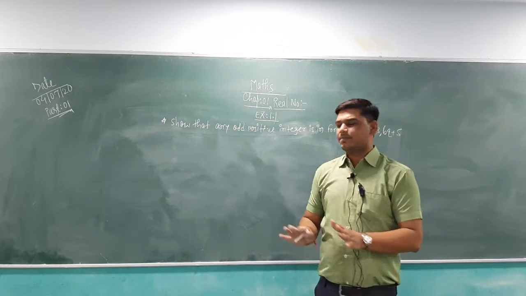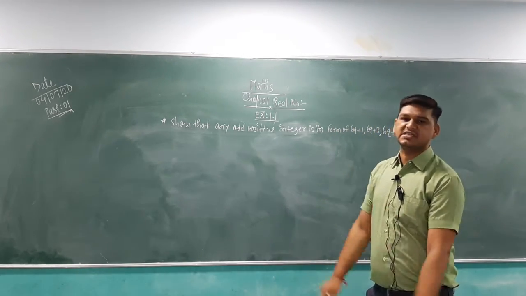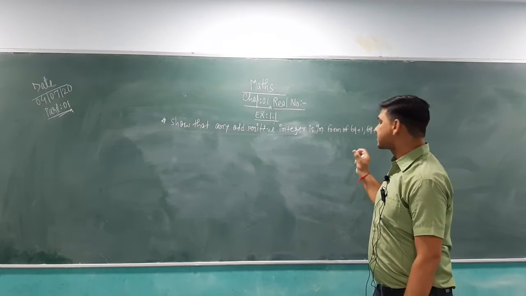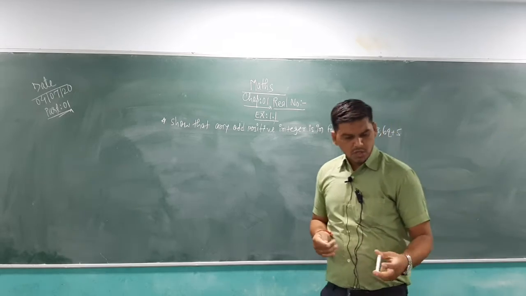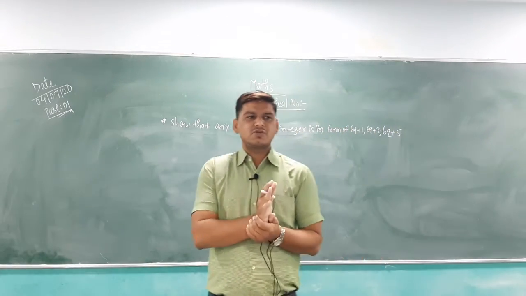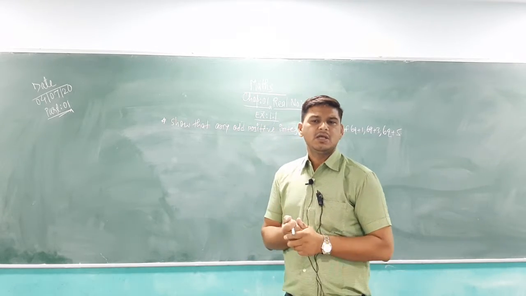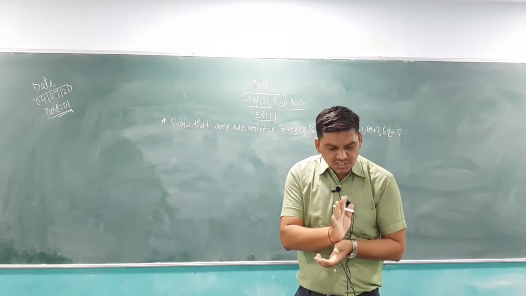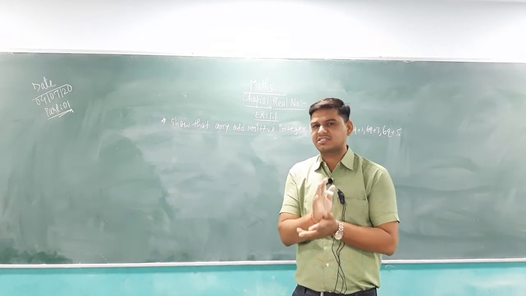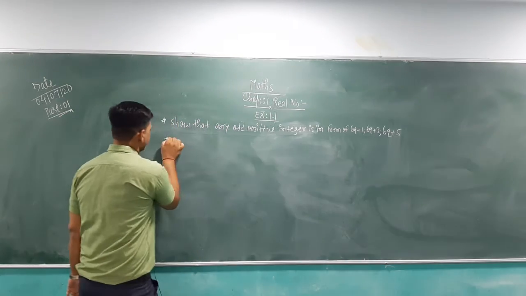Using that method, we have to prove that any odd positive integer is of the form 6q plus 1, 6q plus 3 or 6q plus 5. How can this be proved? Before proving that, we have to suppose some numbers. Let a be a positive integer and q be some integer. How can this be solved?